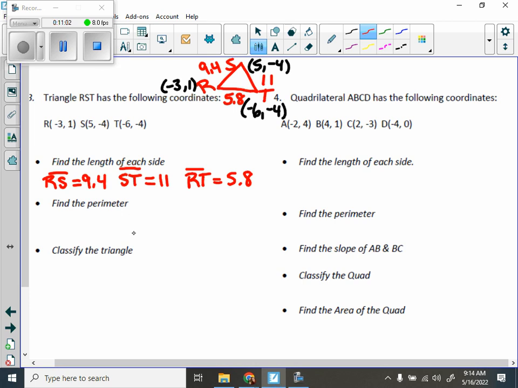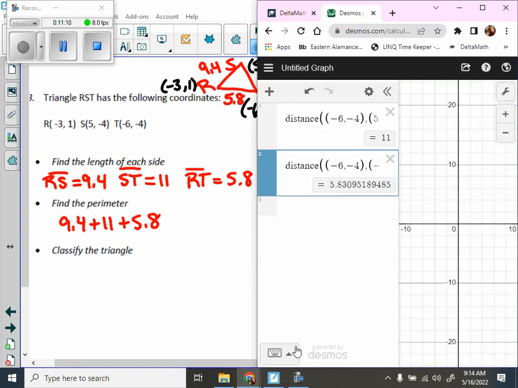Now it says find the perimeter. So what do we do? Add them up. It was 9.4 plus 11 plus 5.8. 26.2, everybody agree? That's what I got, 26.2.